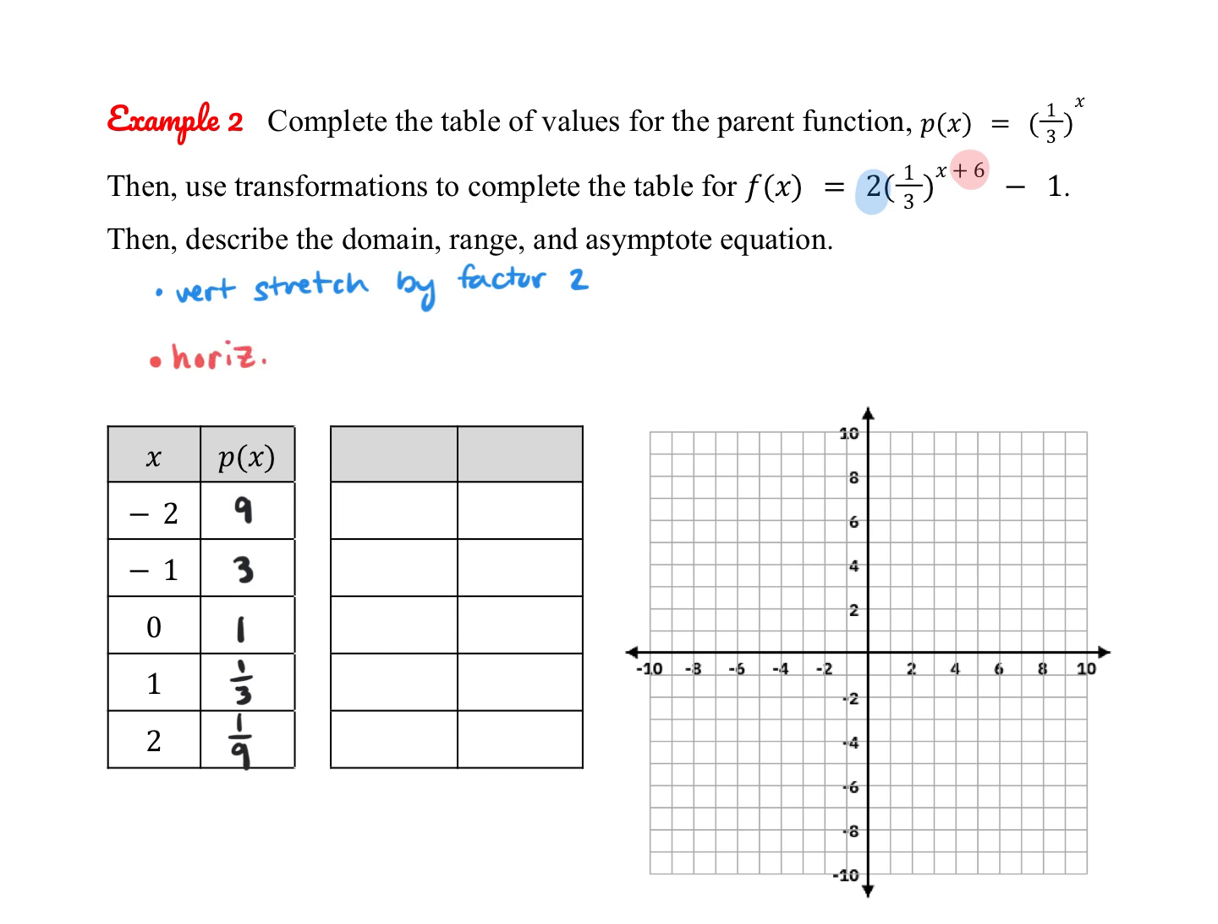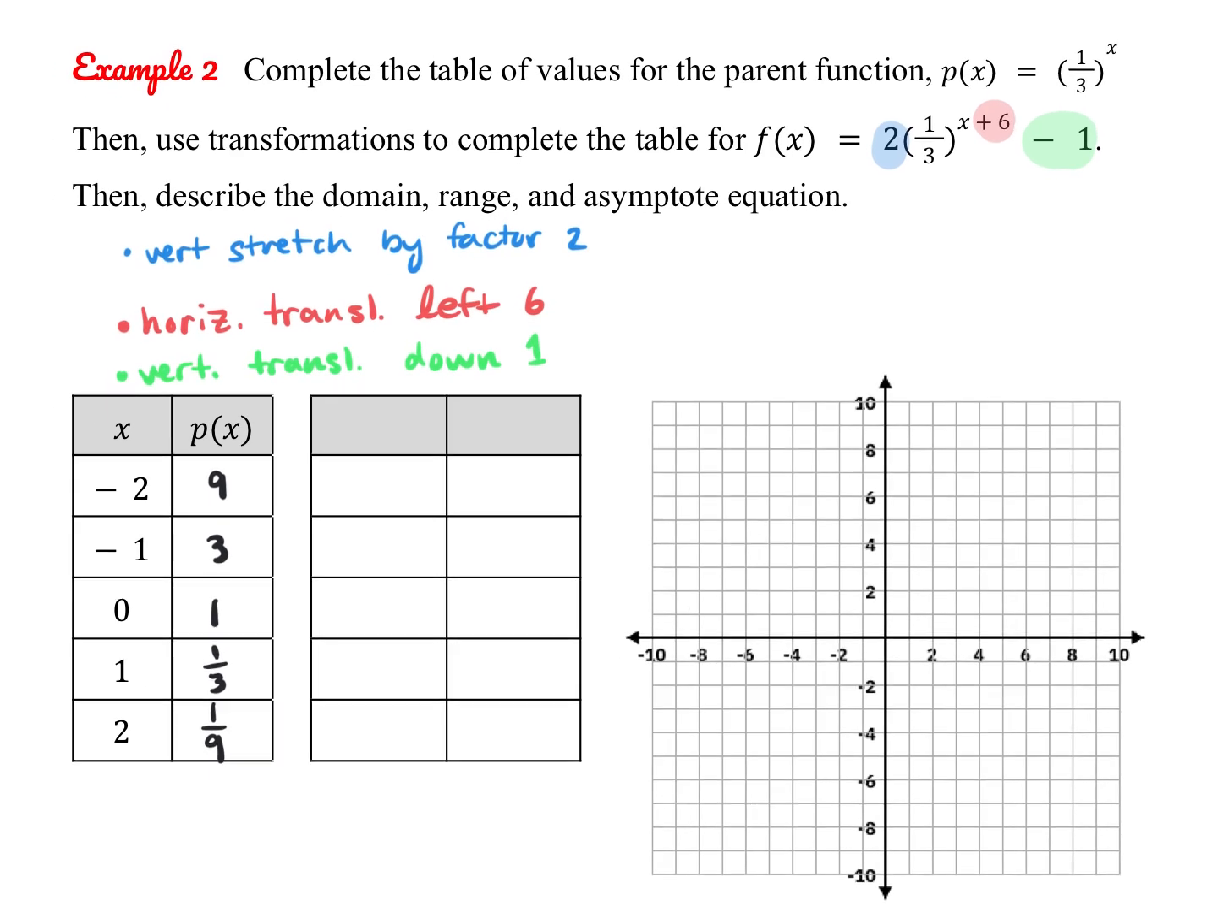Next thing I see is that I am adding 6 specifically to x, which is actually going to cause a horizontal translation. It will shift my graph, but remember, it goes in the opposite direction. So this will actually go to the left 6. And then last, I have this -1, so I'm subtracting from my entire function, so it's a vertical translation. It's going to go down 1.